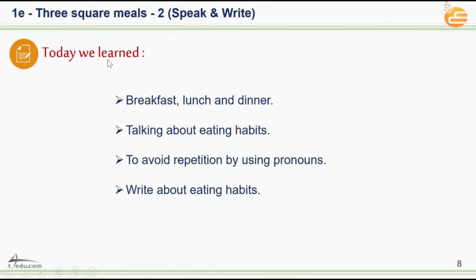Okay, today we learned number one, breakfast, lunch, and dinner. We talked about them. Now we know what we mean by breakfast, lunch, and dinner. Talking about eating habits, avoiding repetition by using pronouns, and writing about eating habits.